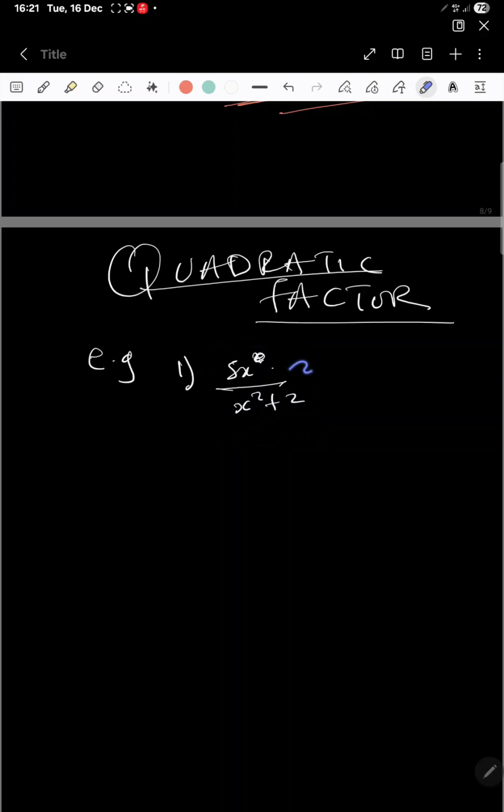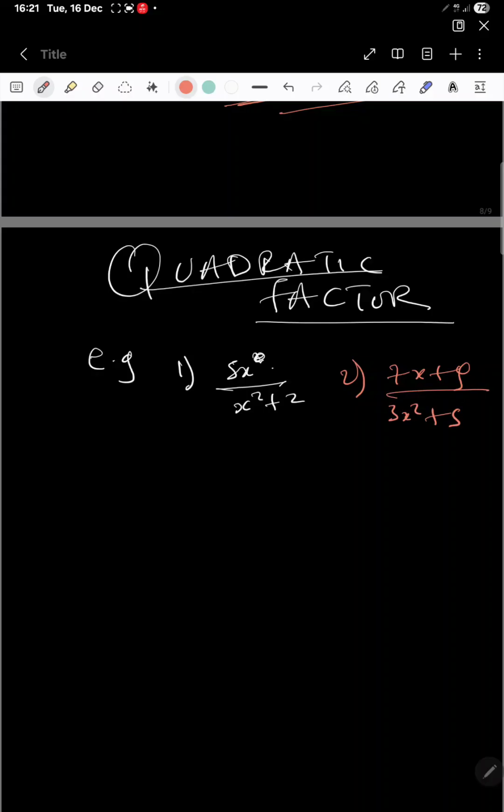So now we can resolve or decompose these quadratic factor fractions into simpler or smaller functions that we call partial fractions. All right, another example that I can put there is, number 2, maybe 7x plus 4 over 3x squared plus 5.